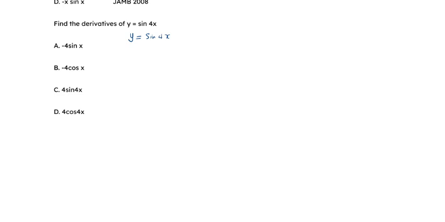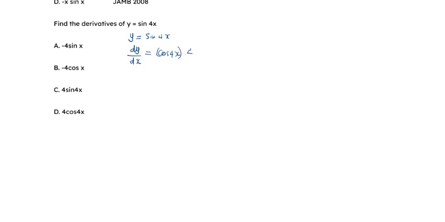As we have said, all you need to do is first differentiate the outermost function. If you differentiate sin 4x, what do you get? You get cos 4x. Then you now differentiate 4x. What do you get? You get 4. So your answer is just going to be 4 cos 4x.